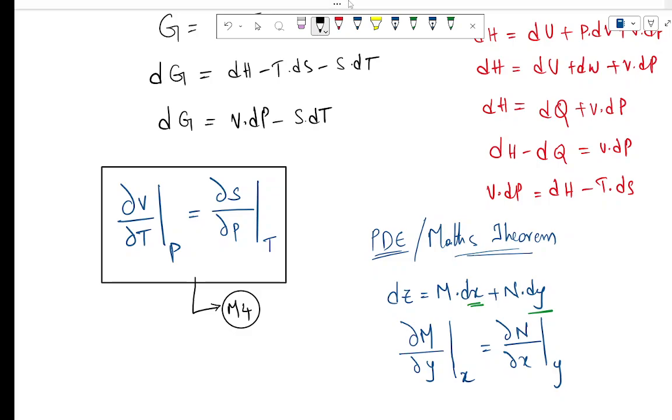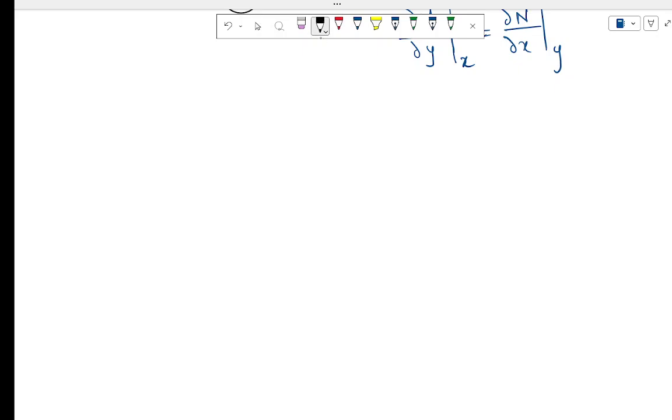So far we have seen Maxwell relations. Let us try to summarize them quickly.